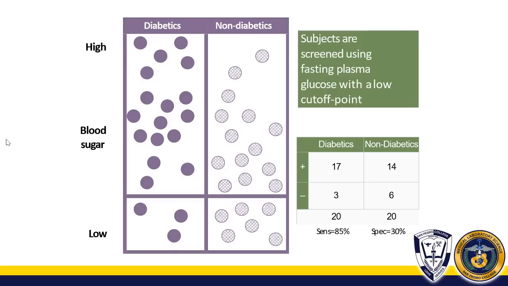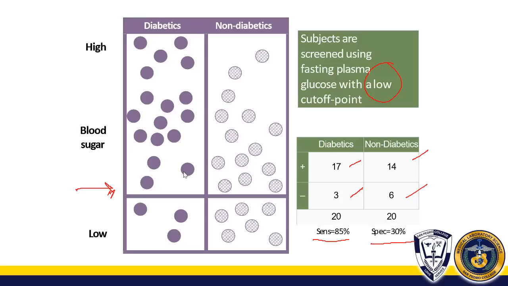Now, how about if we have a low cutoff point, placing your borderline lower here? What would our result be? The true positives are about 17, false positives 14, false negatives 3, and true negatives about 6. If we compute the sensitivity and specificity, there will be a sensitivity of 85% and a specificity of 30%.